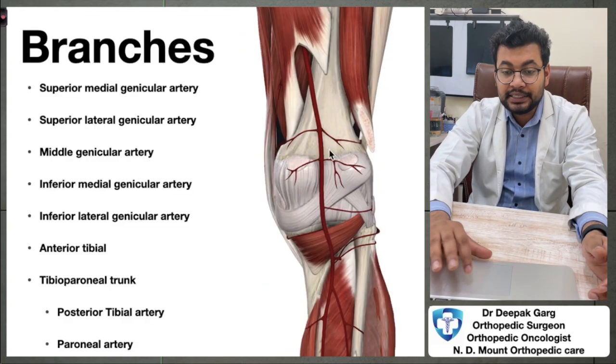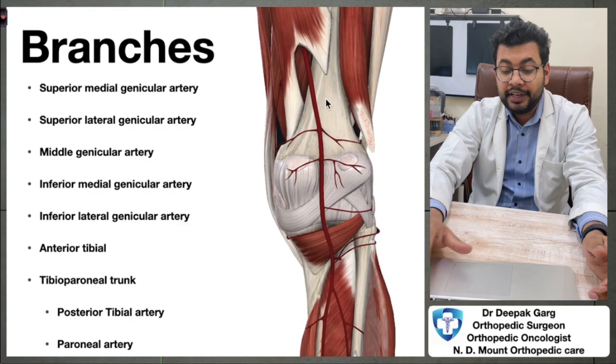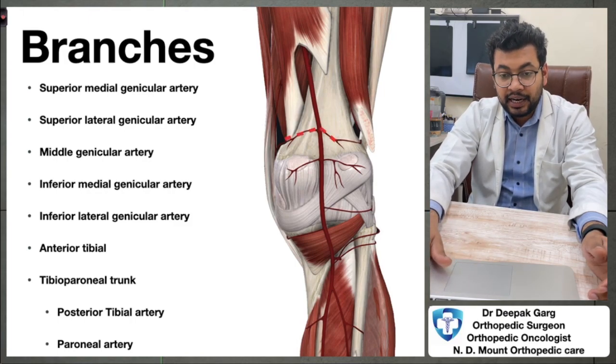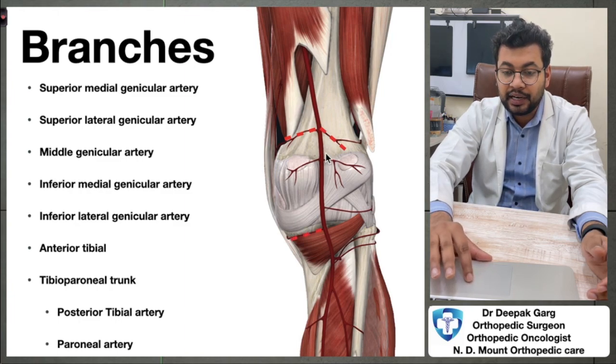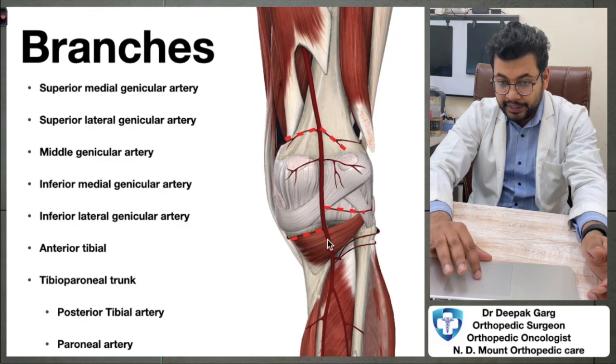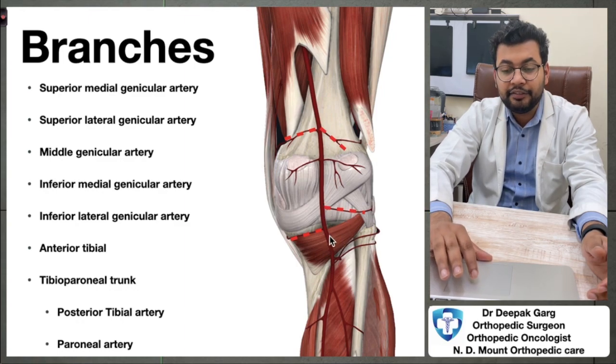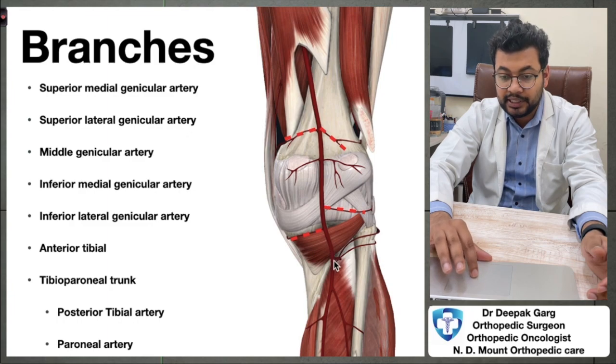After entering the adductor hiatus, it will continue as the popliteal artery. The various branches given by the popliteal artery are the superior medial genicular artery, superior lateral genicular artery, the middle genicular artery, the inferior medial genicular artery, and then the inferior lateral genicular artery, and this is the popliteus muscle. This popliteal artery will continue down the popliteus muscle and will terminate by giving 2 branches.